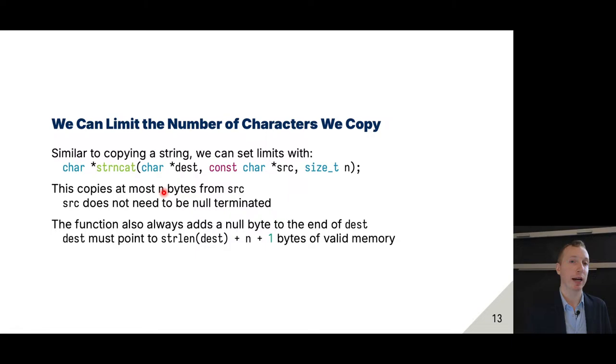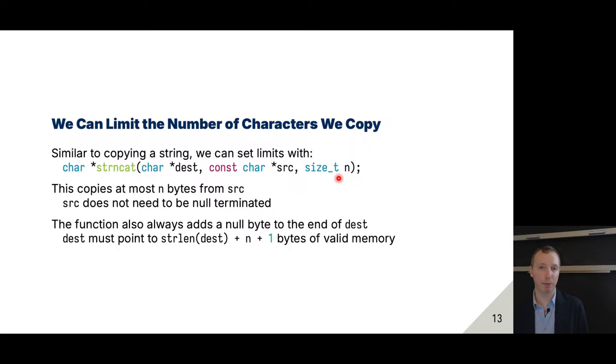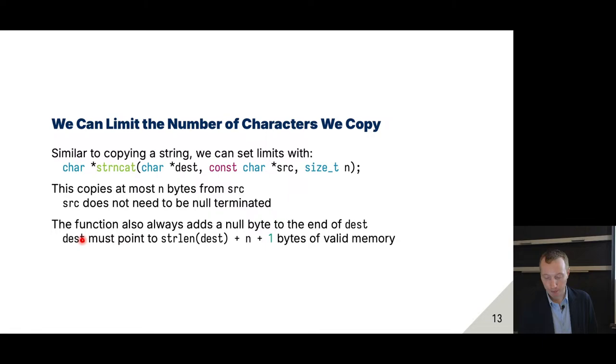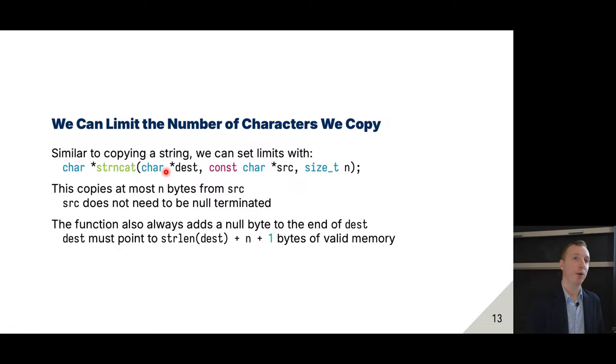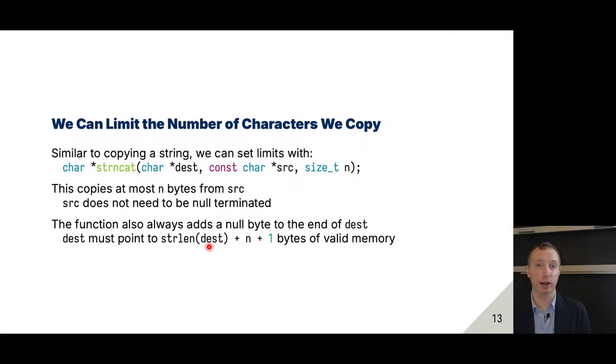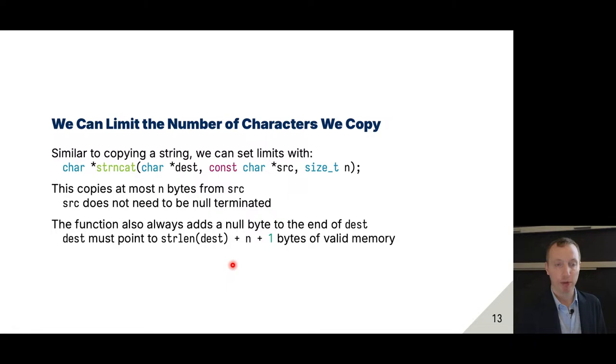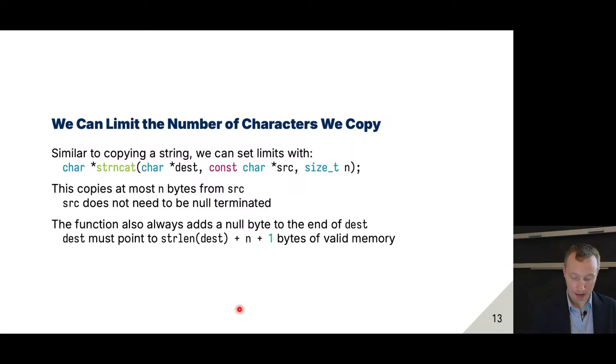And this will copy at most n bytes from source and isn't directly related to dest, which is kind of annoying because that's the memory we're allocating and we actually know the size of that. And also, if you use this function, the source does not have to be null terminated, so it would just read up to n bytes, and then it stops there no matter whether or not it was null terminated. And this function will always add a null byte to the end of destination. So in order to not run into memory issues, this one is harder to use, and dest must point to at least the string length, so how many characters were in the original string, plus the n characters we copy from source, plus one byte for the null byte in order to be valid, which makes it a lot trickier to use.